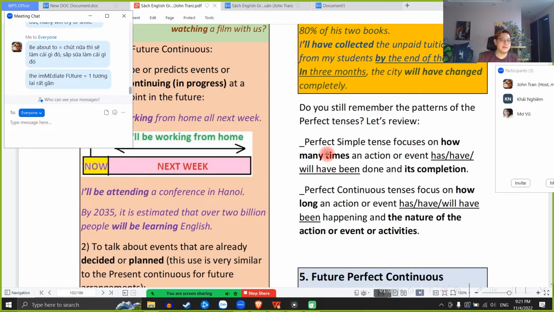Now, Nghiêm, please. Do you still remember the pattern of the perfect tenses? Let's review. Perfect simple tense focuses on how many times an action or event will have been done, and its completion.